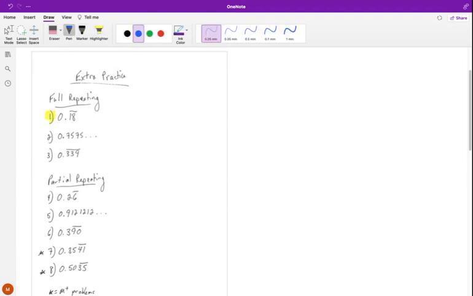So here is question number 1. I did separate this into full repeating and partial repeating because there are slightly different things that we have to do. On your test, I'm not going to tell you, though, if it's full or partial. The way that we know that this is full repeating is because that bar goes over the entire digit we have, 1, 8. So there's no digit that's not part of the repeating pattern.